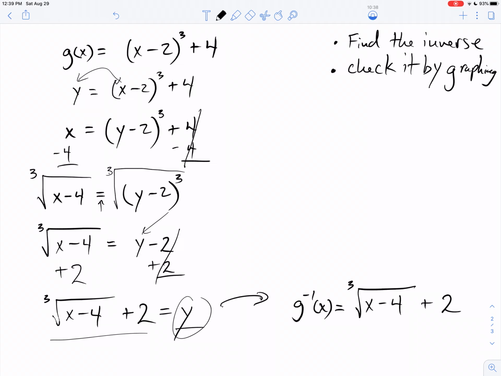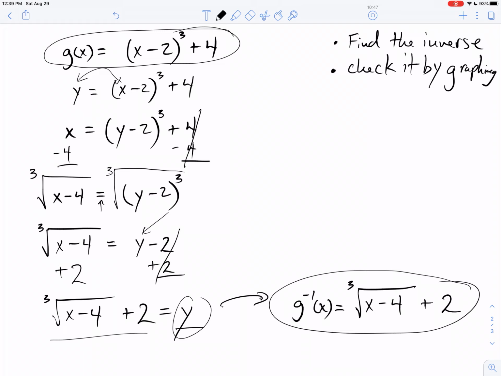I'm going to check this graphically. Now, if I did every step correctly, then when I graph these two, they should be mirror images.